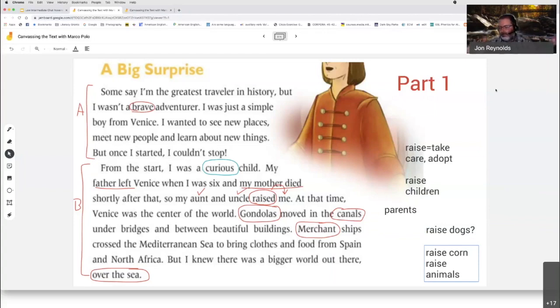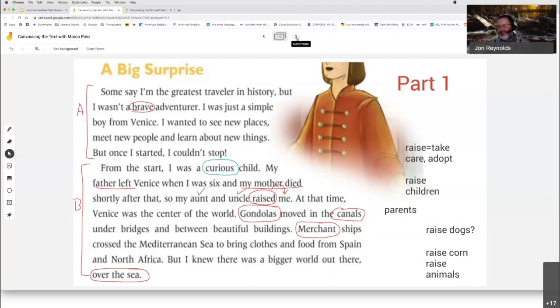Okay, guys, English is crazy. Just remember, we can raise animals, we can raise children, but for some reason we don't raise dogs, we don't raise fish, and we don't raise cats. Cats, come on, you cannot do anything with cats.